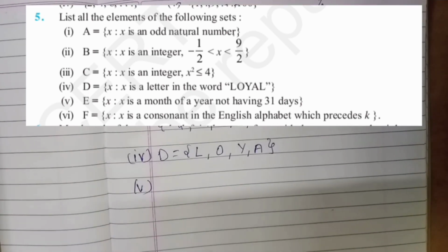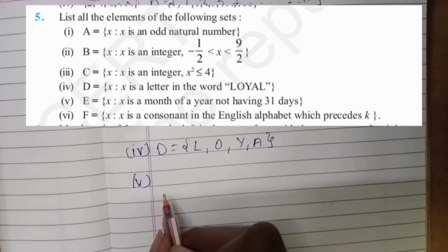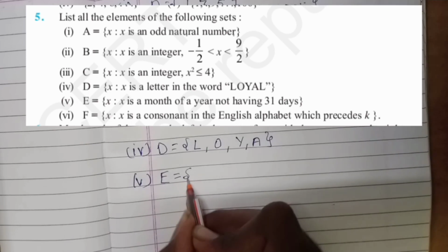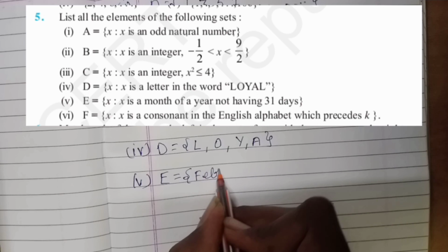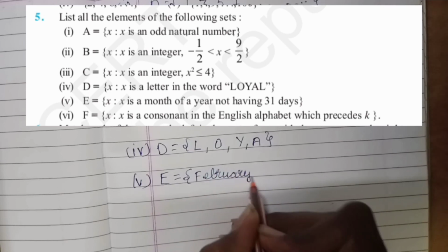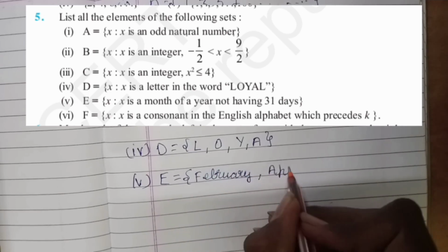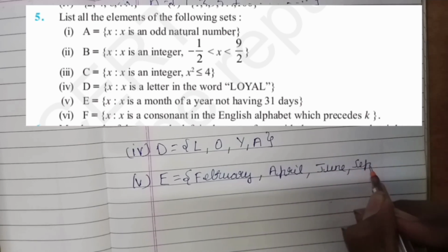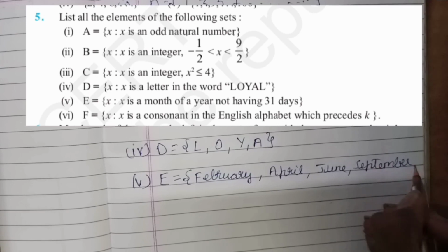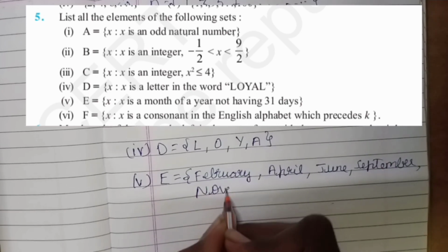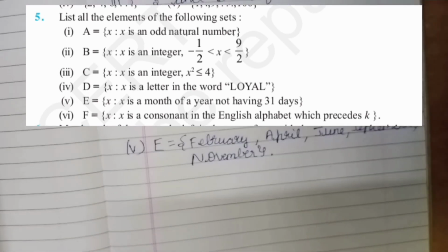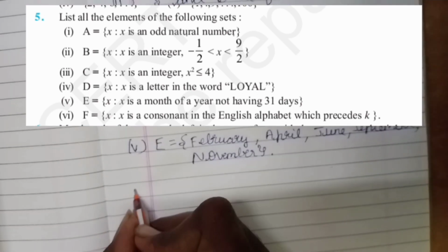Fifth sub question, E is equal to x such that x is a month of the year not having 31 days. Months which are not having 31 days are February, April, June, September and November. Apart from this, every month has 31 days.